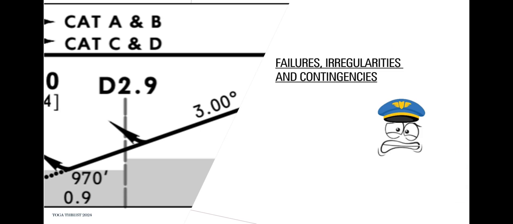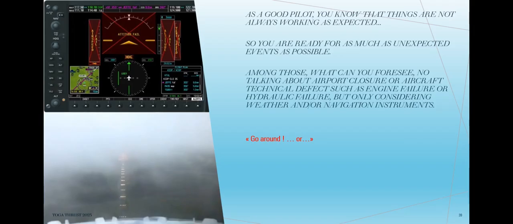Failures, irregularities and contingencies. As a good pilot, you know that things are not always working as expected. So you are ready for as many unexpected events as possible. Among those, what can you foresee? Not talking about airport closure or aircraft technical defects such as engine failure or hydraulic failure, but only considering weather and/or navigation instruments.